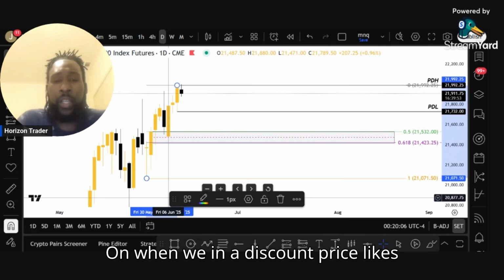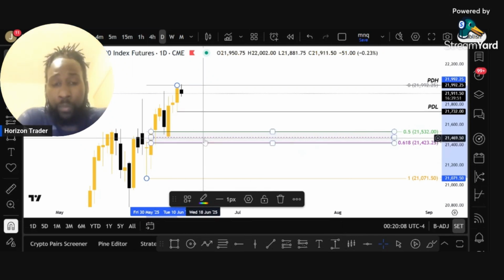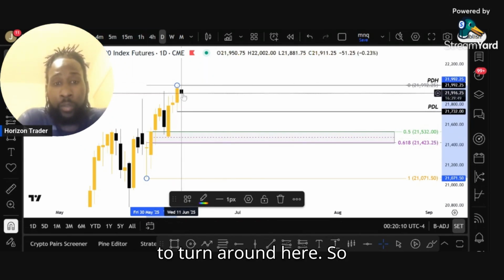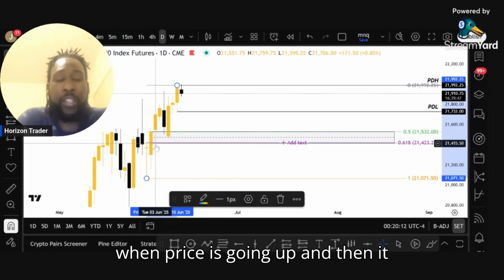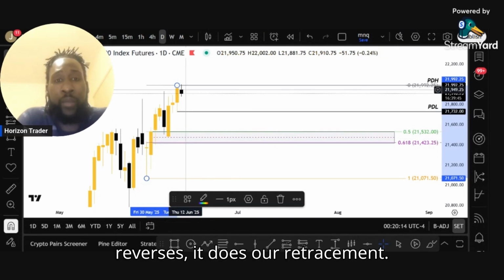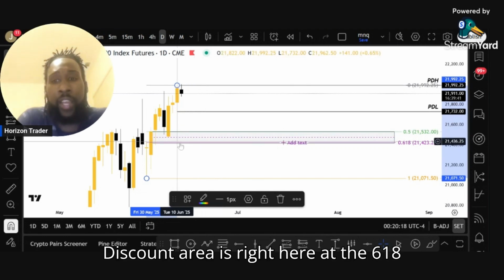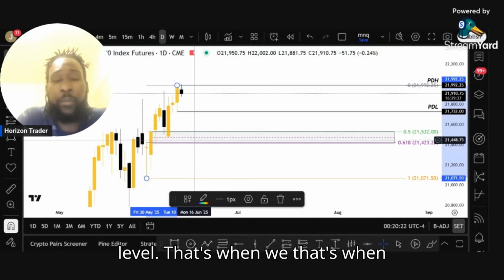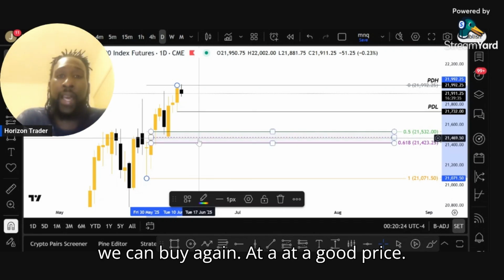When we're in a discount, price likes to turn around here. So when price is going up and then it reverses, it does our retracement. Discount area is right here at the 0.618 level. That's when we can buy again at a good price.